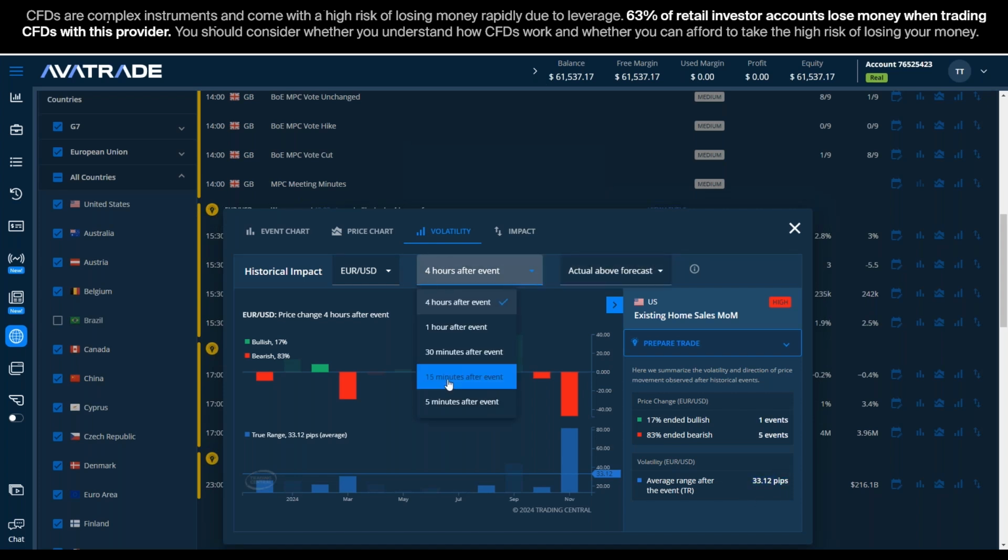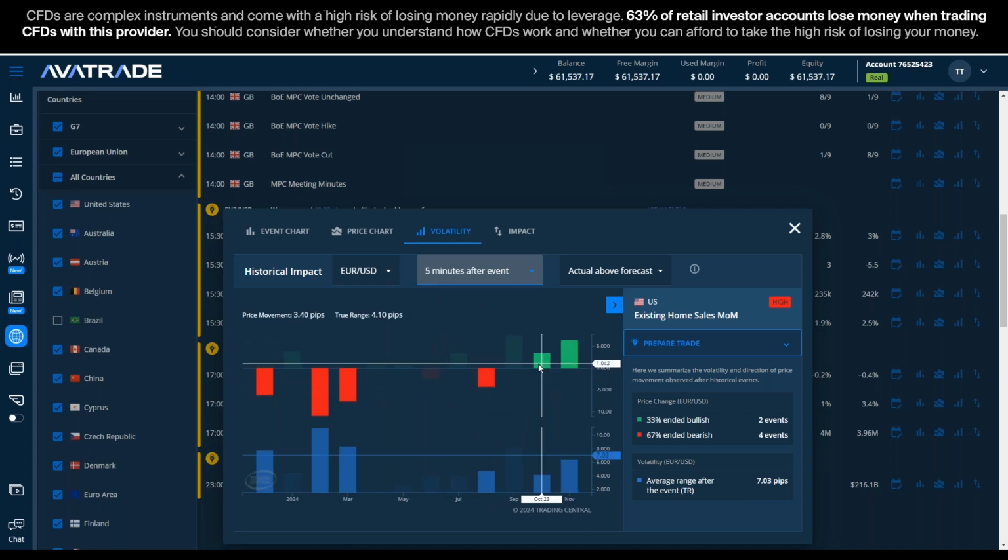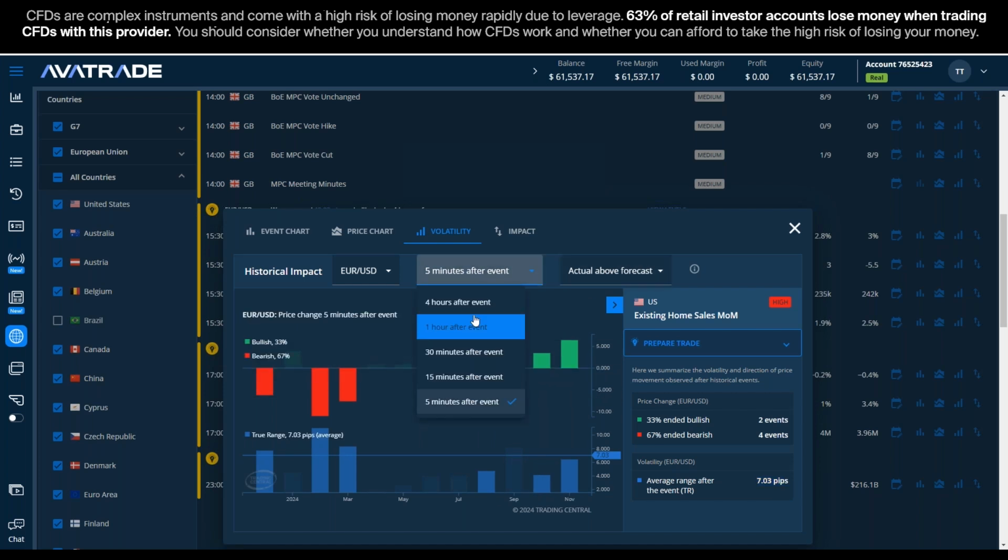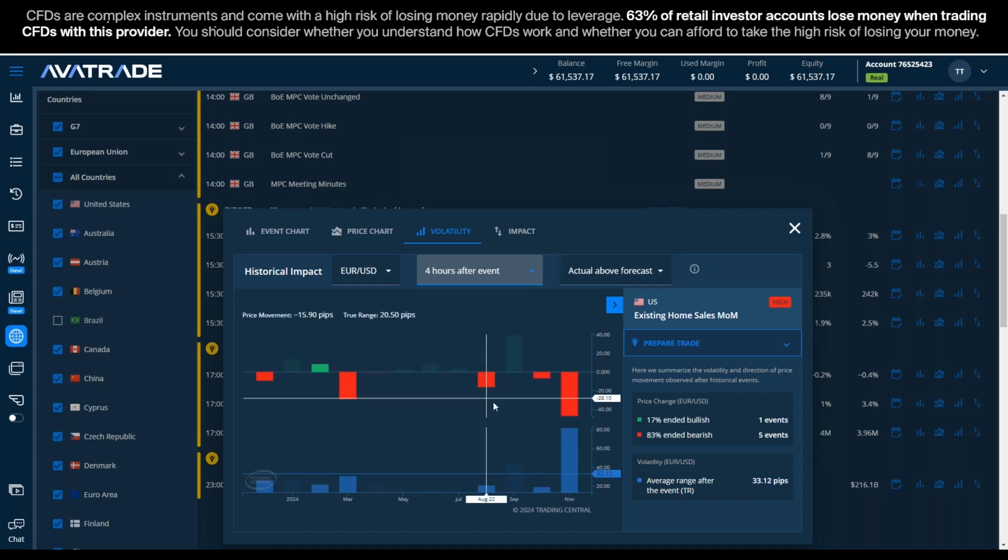Okay, and in the first 5 minutes, average range movement only 7 pips, and a couple of them went up. So very little movement in the first 5 minutes. You could get your trades off, and after 4 hours, the majority of them down, range movement 33 pips. Okay, so you just want to look for the entry point, but it looks like the direction is quite predictive if this comes in above forecast.